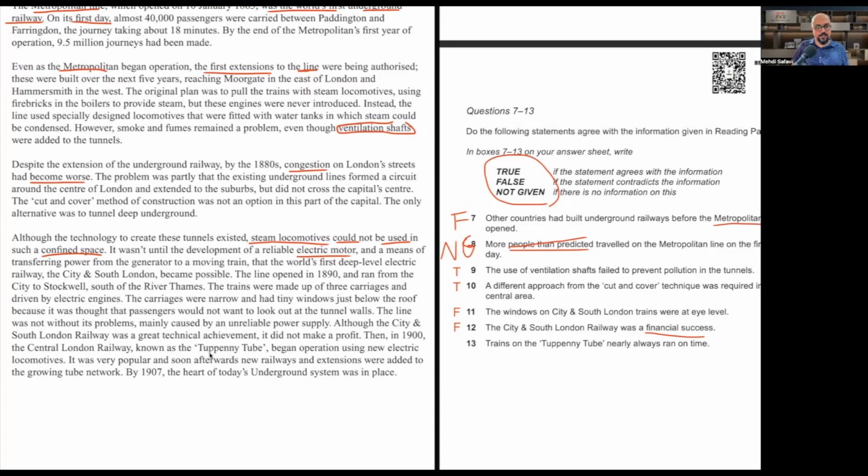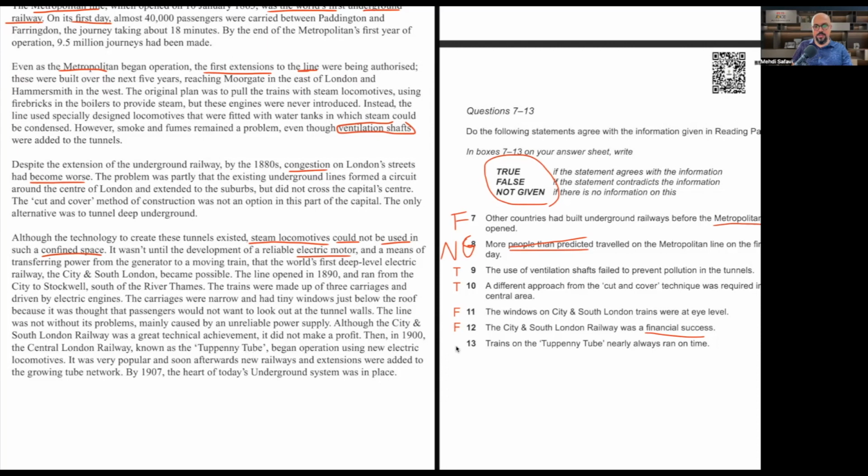And 13, trains on the tube nearly always ran on time. Okay, let's find that. Okay, here it is. Began operation using new electric locomotives. It was added to the growing tube network by 19. The heart of today's. Okay, so is anything mentioned about running on time at all? I don't see anything referring to punctuality, being on time.